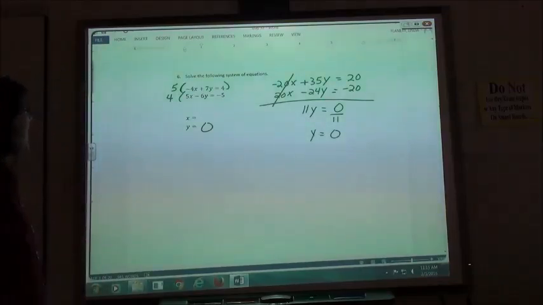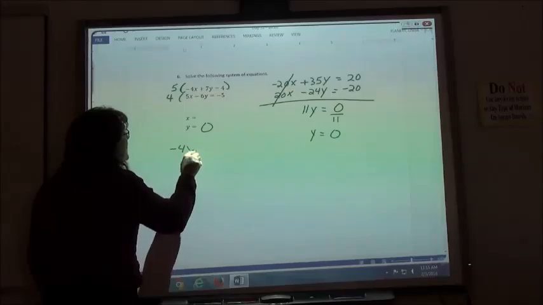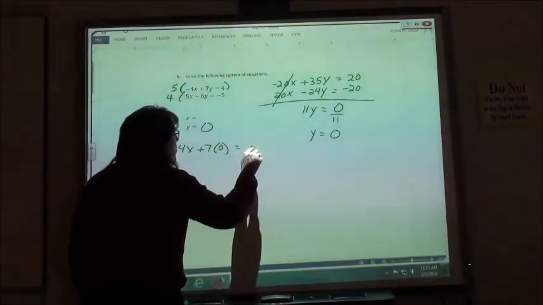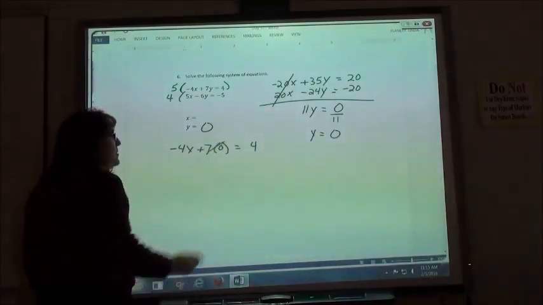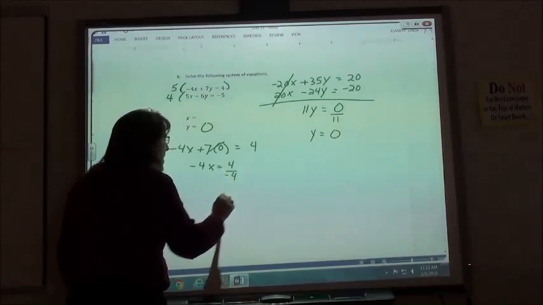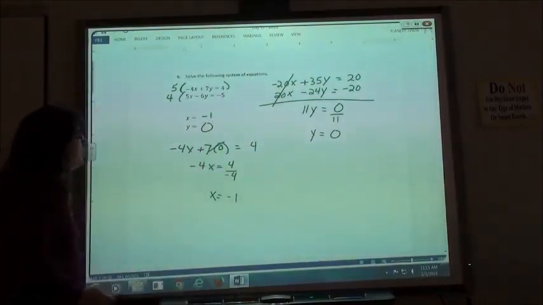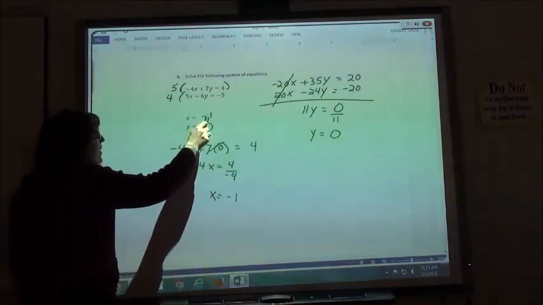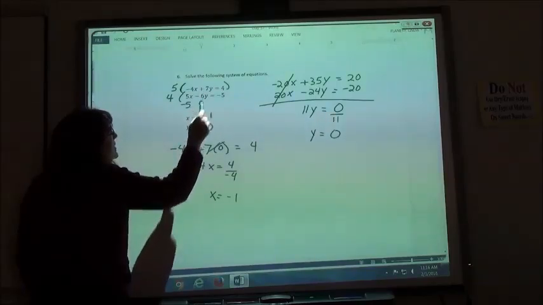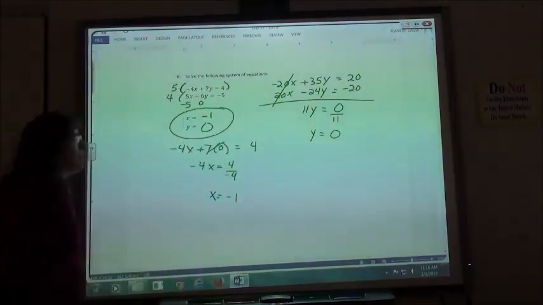I want to find my x value. I'm just going to use my top equation. -4x plus 7 times the y value, which is 0, equals 4. Well, 7 times 0 is 0, so -4x equals 4. Dividing by -4, x equals -1. Again, just quickly double checking. 5 times -1 would be -5. -6 times 0 is 0. -5 plus 0 is -5. Yep, it checks out.